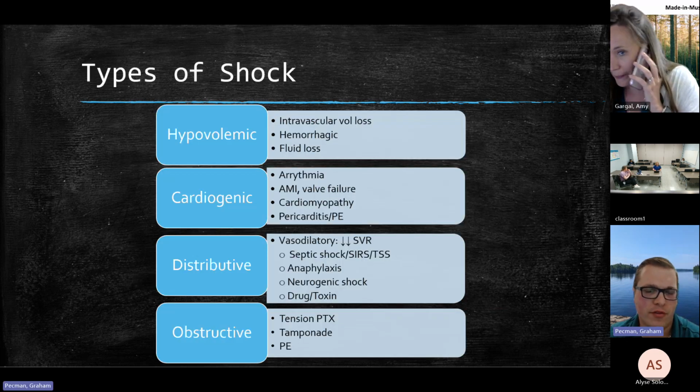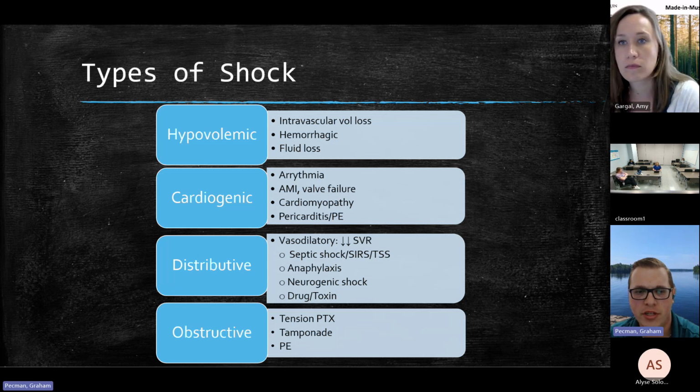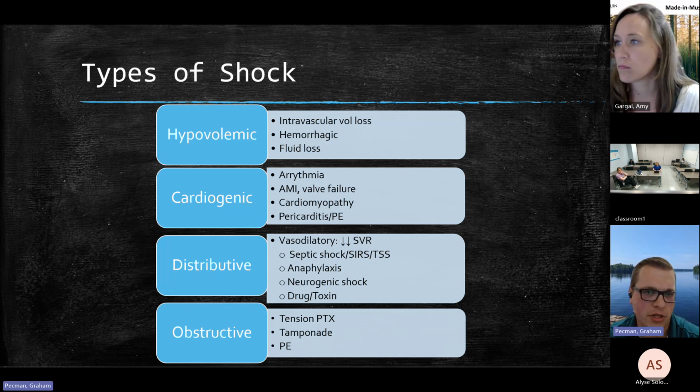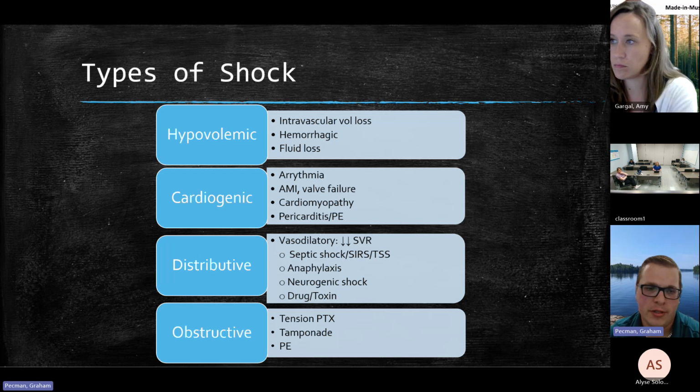So the four main groups of shock are hypovolemic, cardiogenic, distributive, and obstructive shock. Within distributive shock you have three main types: septic shock, neurogenic shock, and anaphylactic shock. For obstructive shock, there are a few different causes. Cardiac tamponade, tension pneumothorax, and pulmonary embolism would be good examples.